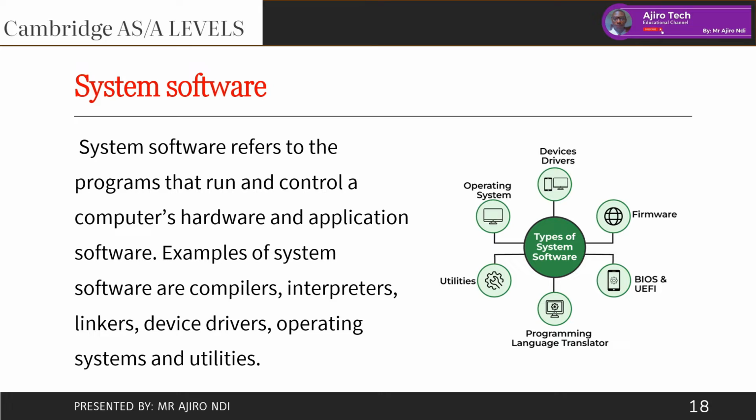System software refers to programs that can run and control computer hardware and application software. The examples are your compilers, interpreters, linkers, device drivers, operating systems, and utilities. We're going to talk about all of these very quickly, because it's something that we know. If I need to dwell more on it, I will do that, because we're having a very good time together.